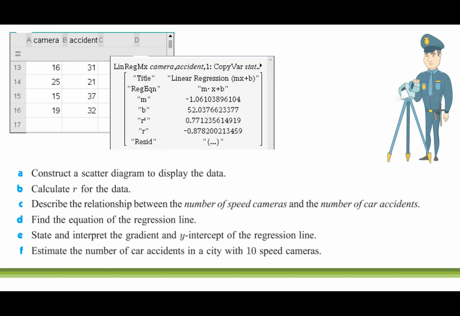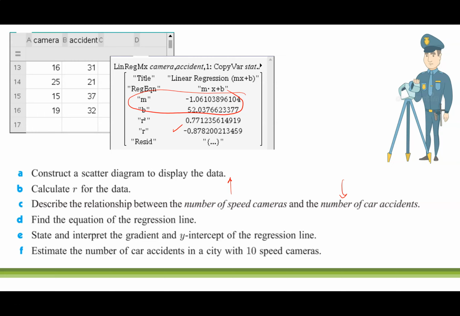Now let's take a look at our list here of questions. Construct a scatter diagram. We can do that on the calculator. Calculate the value of R. We've already done that right there. Describe the relationship. I just did that. The increasing number of speed cameras results in a lower number of accidents. Find the regression equation. Well, effectively that's done. It's right there.